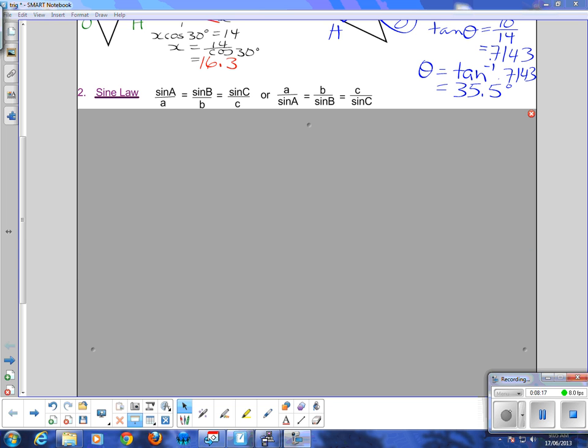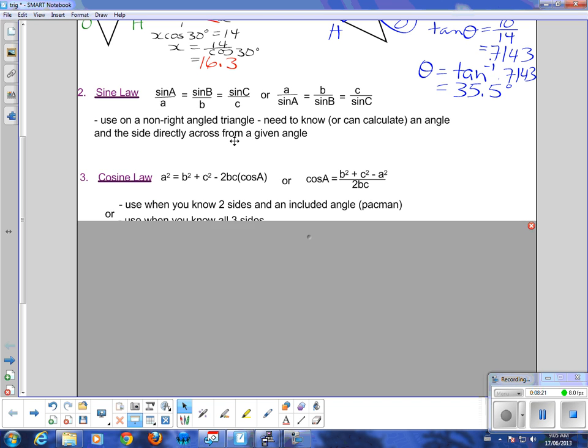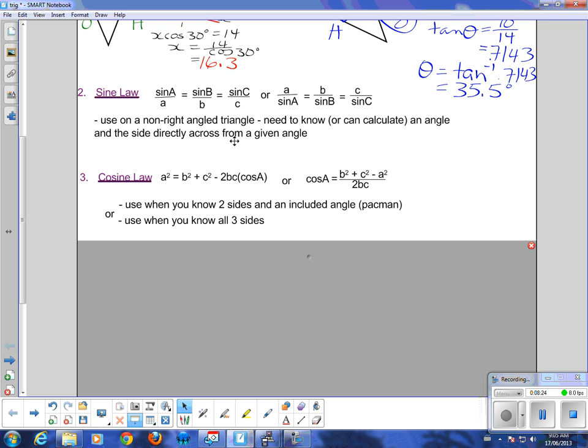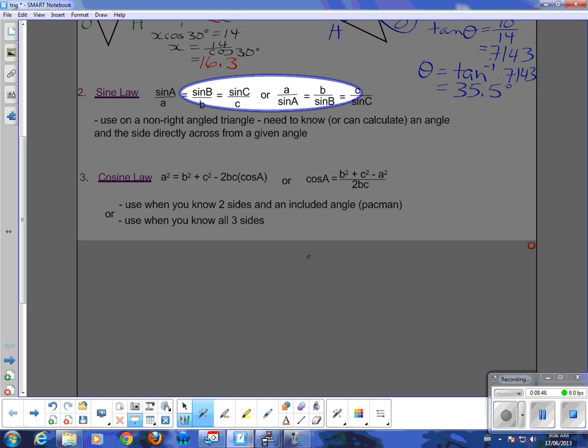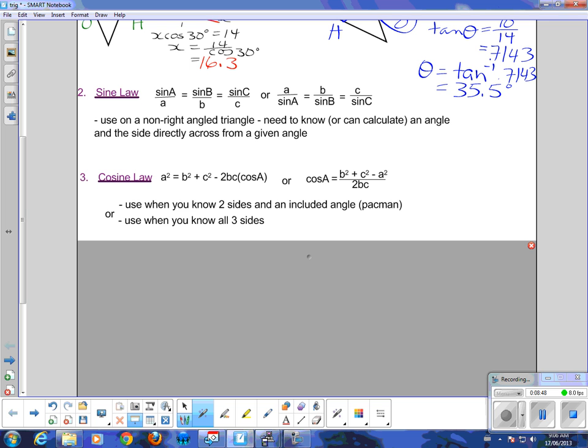All right, the other item that we looked at was both the sine law and the cosine law. Both of these laws we can use when we don't have a right angle triangle, so they're quite important to us. For instance, the sine law comes in two different forms. It doesn't matter which form you use, you can use either form. Just remember that the side lengths are either on the top or the bottom, and the angle goes with the sine. You use it on non-right angle triangles.